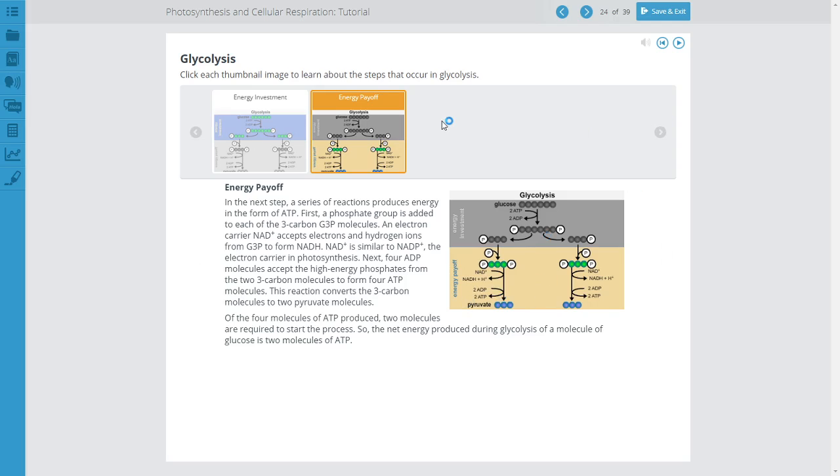And that's just pretty straightforward. But that's how glycolysis works. Glyco refers to the sugar molecule glucose. Lysis means to break. So glycolysis literally means to break the sugar. And that's about all I have to say about that.